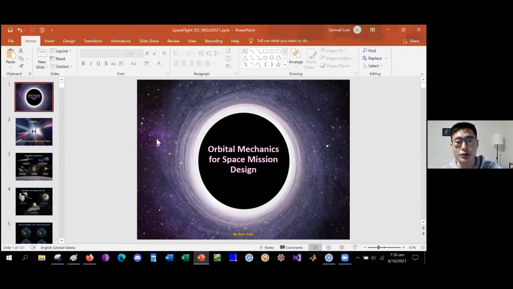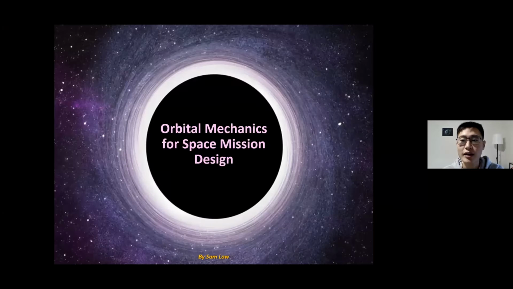So I'm just going to maximize my screen. Is the screen maximized for everyone? Is anybody seeing any glitches? Yeah, no, it is all fine. Perfect. Okay.